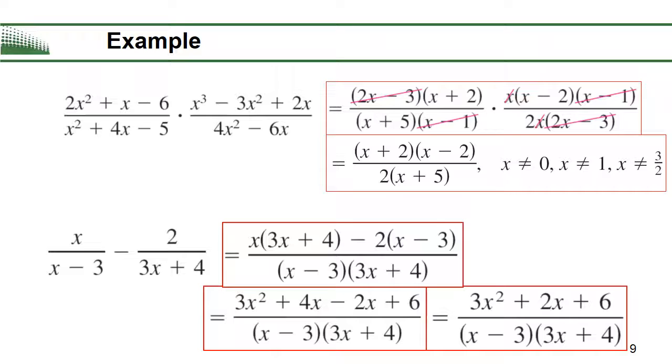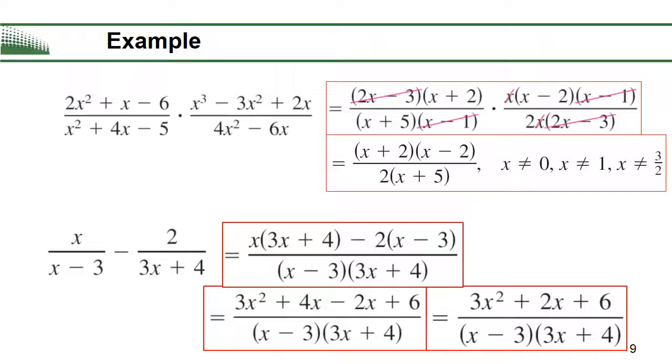It doesn't matter whether or not they're in the same fraction. What matters is that you can only cancel a numerator factor with a denominator factor. You cannot cancel two factors that are both in denominators or both in numerators. So the 2x minus 3's go away, the x's go away, and the x minus 1's go away. Notice in our final answer, we didn't bother to multiply everything back out together. It's really not necessary. It's extra work.